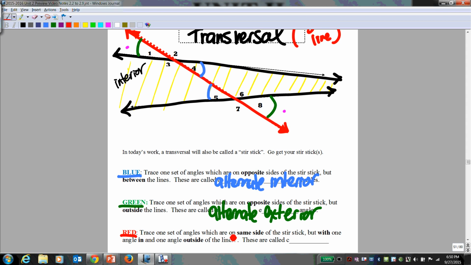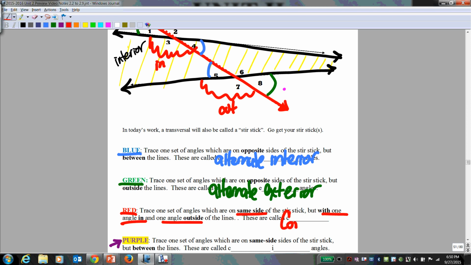Now we're going to trace one set of angles which are on the same side of the stir stick, but with one angle in and one angle out of the lines. I'm going to squiggle these. One in, write the word in, one out, same side. One in, one out, same side of the stir stick. These are called corresponding angles. Corresponding angles. One in, one out, same side.